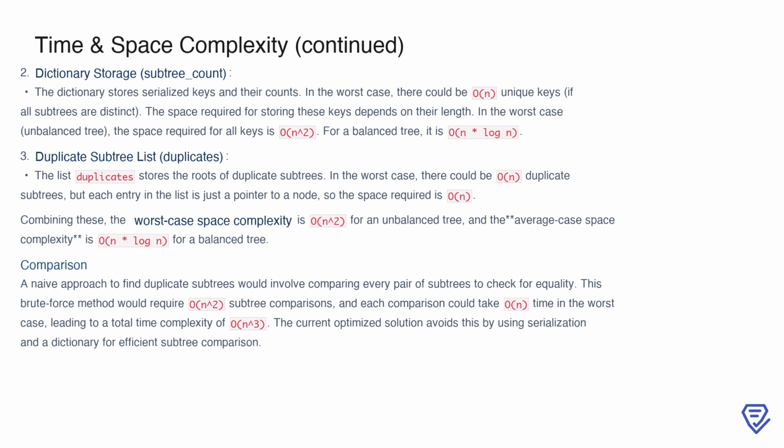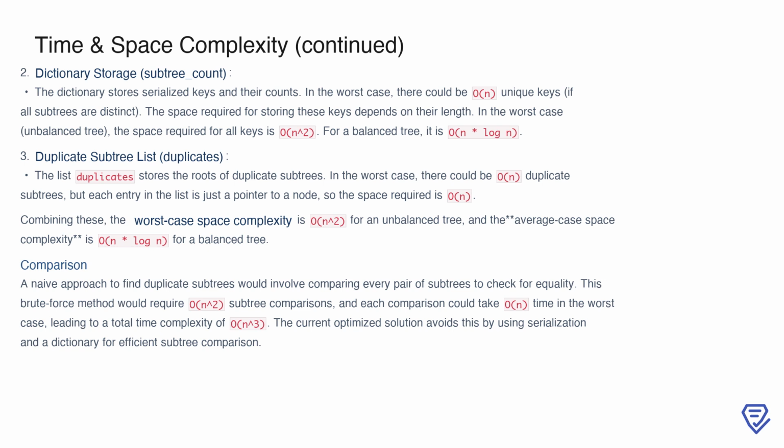Another component of space complexity is the list of duplicate subtrees. This list stores pointers to the roots of duplicate subtrees. Even in the worst case, there can be at most n duplicate subtrees, and since each entry in the list is just a pointer, the space required is O(n). Combining these factors, the worst-case space complexity is O(n²) for an unbalanced tree, while the average-case space complexity is O(n log n) for a balanced tree.